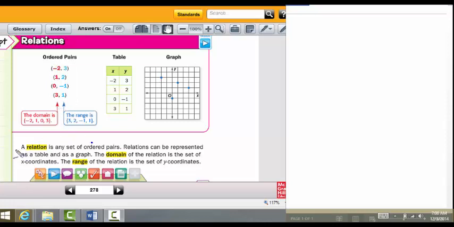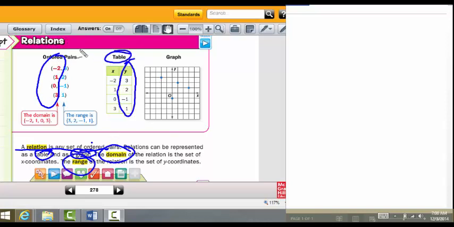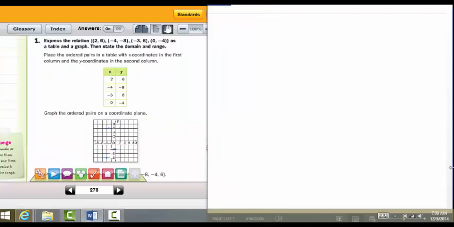So to recap, a relation is any set of ordered pairs. We can also represent a relation as a table or as a graph. And then lastly, the domain is the set of x coordinates, and the range is the set of y coordinates, whether they be in a table like this or in an ordered pair like this. Okay, so let's take a look at problem number 1 here.